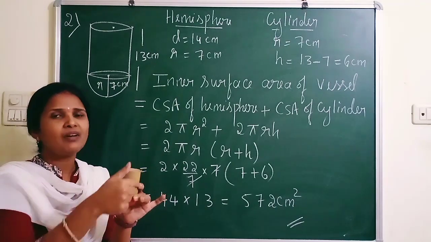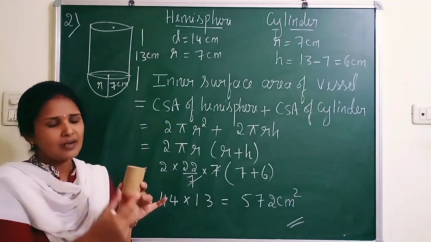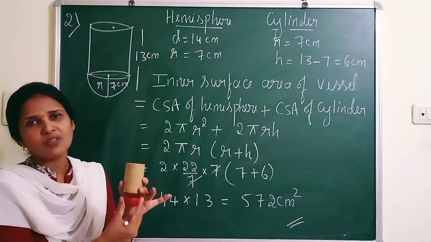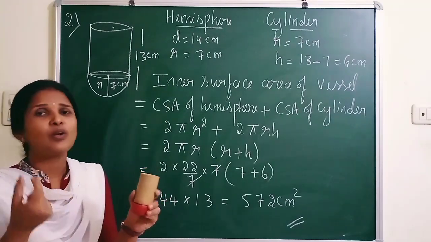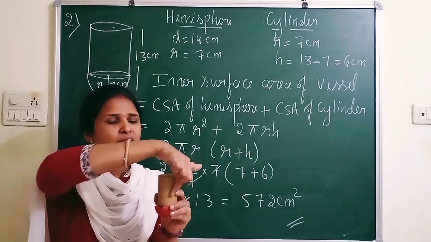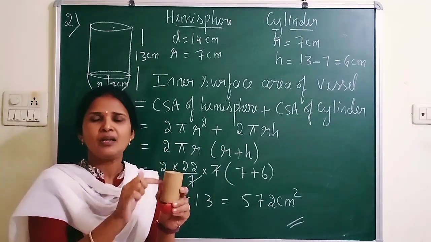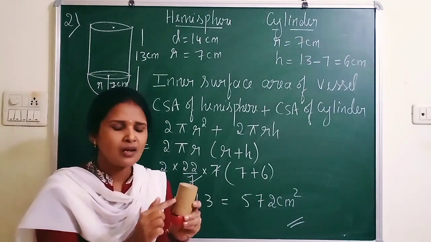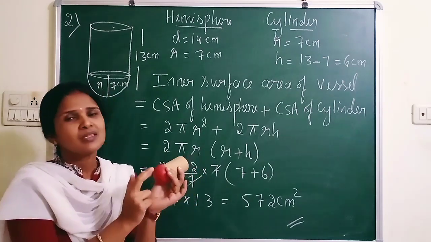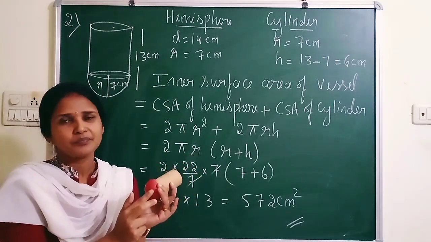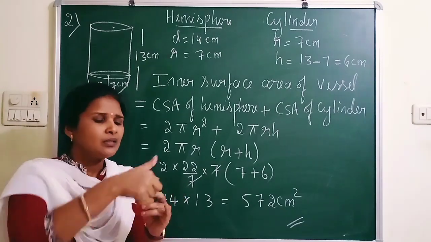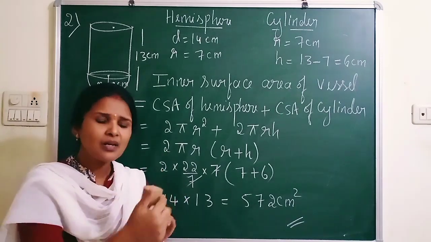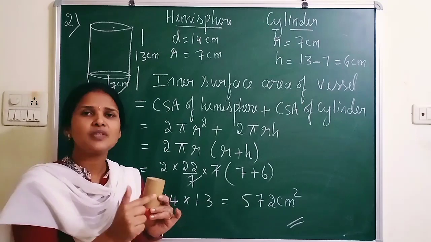Imagine that you have a hollow cylinder and it is fixed at the bottom with a hollow hemisphere. So what you can see from your eyes, that only you have to consider for area. This outer part you can see is the CSA of the cylinder, and also you can see the CSA of the hemisphere. So how to find the area of the vessel? By adding the CSA of hemisphere and the CSA of cylinder.